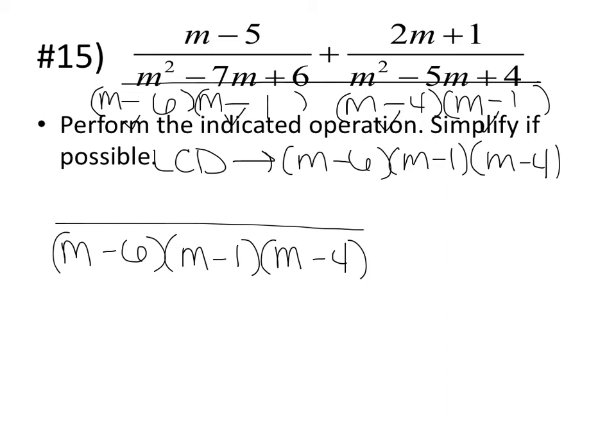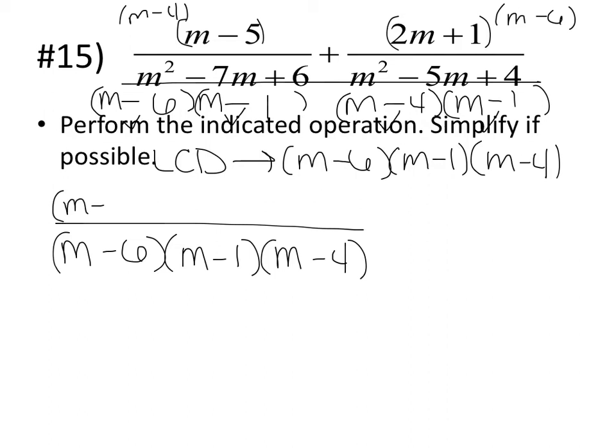Now I'm going to compare each denominator to the common denominator to see what's missing. So I've got m minus 6, I've got m minus 1, I'm just missing m minus 4. So that's going to get multiplied times the numerator. Parentheses are extremely important here. Here I've got an m minus 4, I've got an m minus 1, but I'm missing an m minus 6. So that gets multiplied times the numerator.